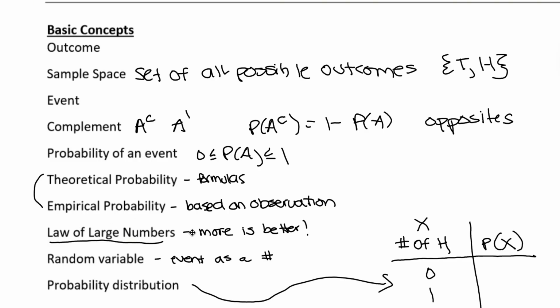So just think about it: the more you flip a coin, the percentage of getting tails and heads will become 50%, right? Because that's going to be closer to the true probability. So more is better. A random variable just means an event as a number. So we're going to numerically identify the outcomes of our event as numbers.